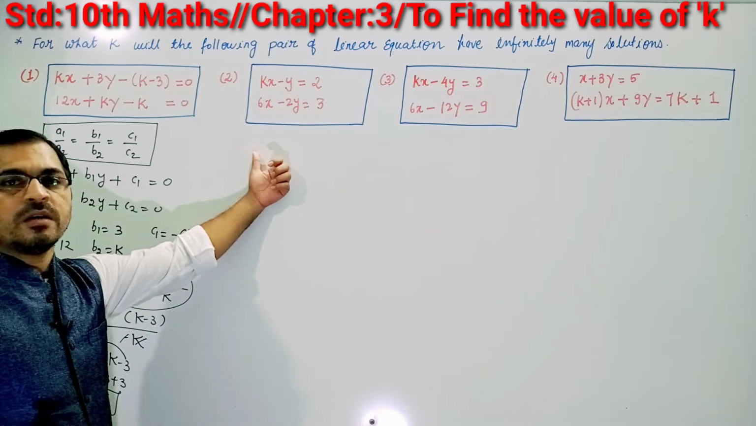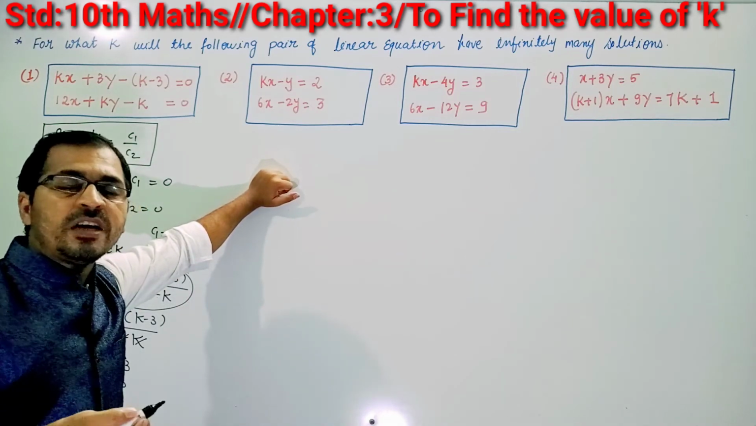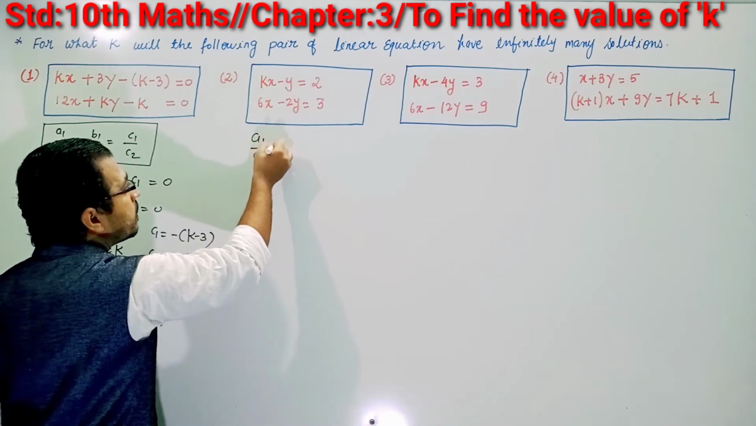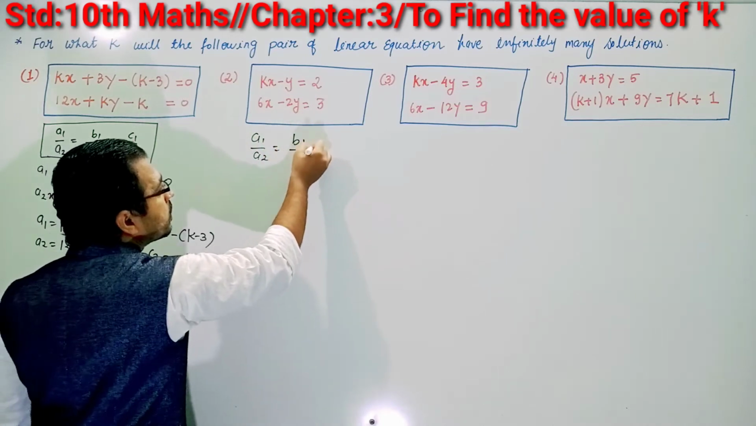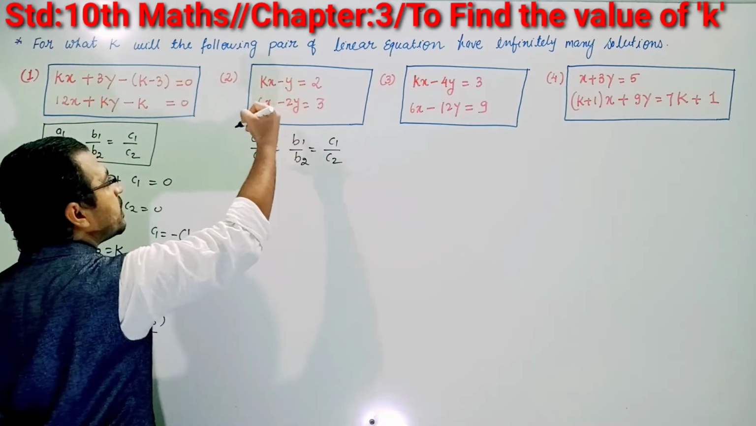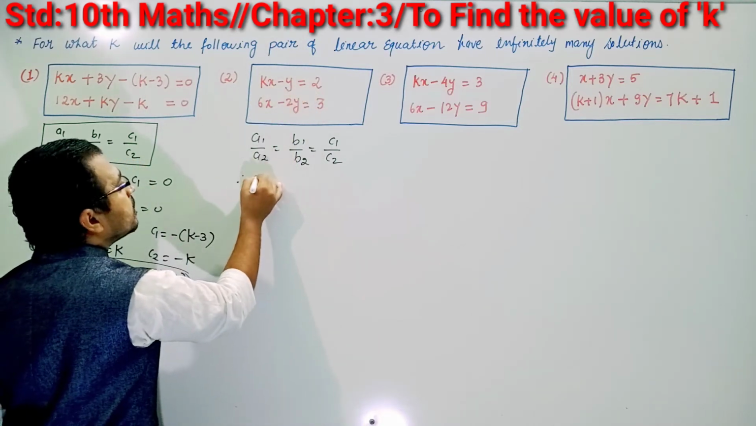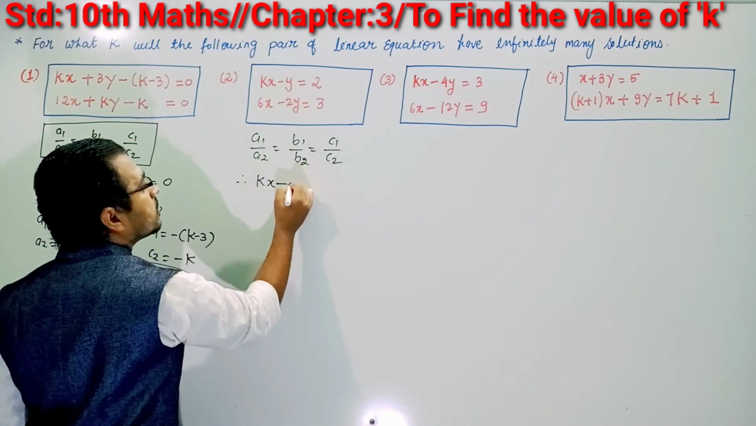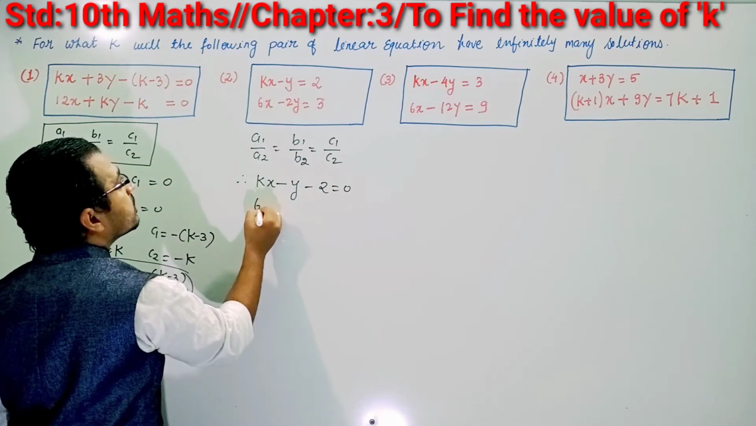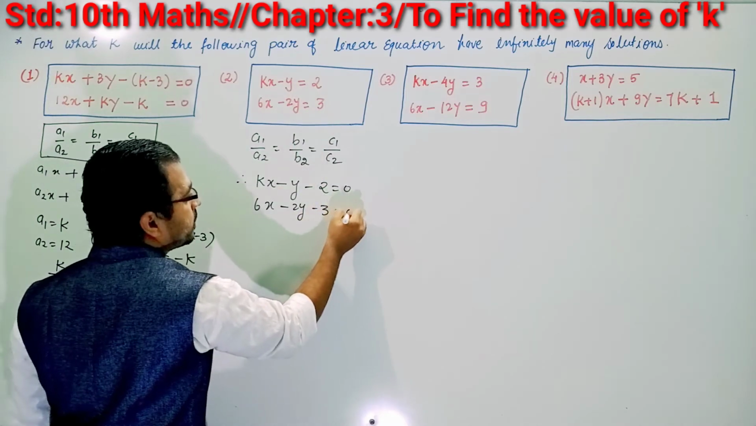Again, you have to write the condition that determines a pair of linear equations in two variables having infinitely many solutions. Its condition is A1 by A2 is equal to B1 by B2 is equal to C1 by C2. First of all, writing these in general form, these equations can be written as kx minus y minus 2 is equal to 0 and 6x minus 2y minus 3 is equal to 0.